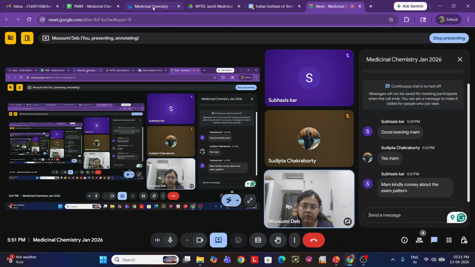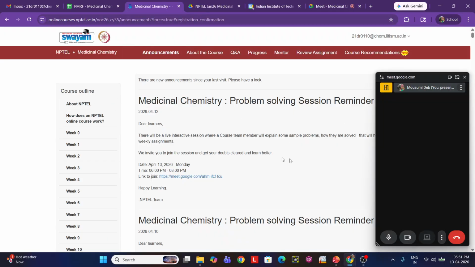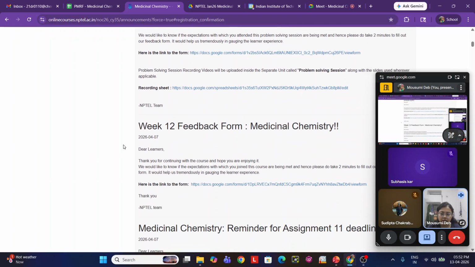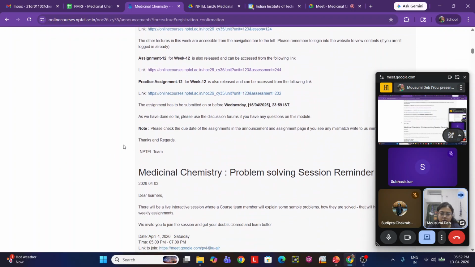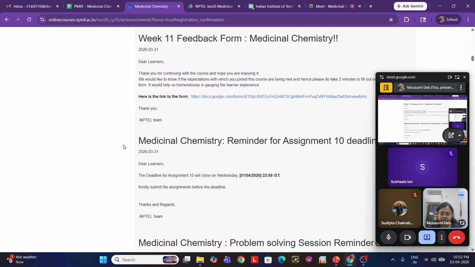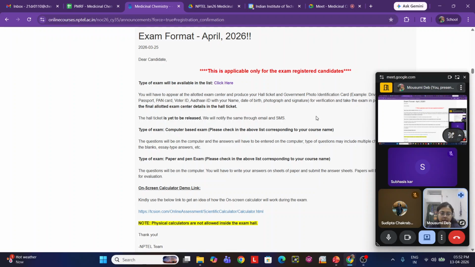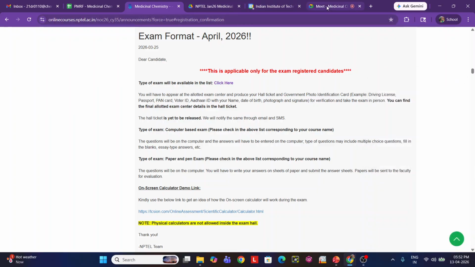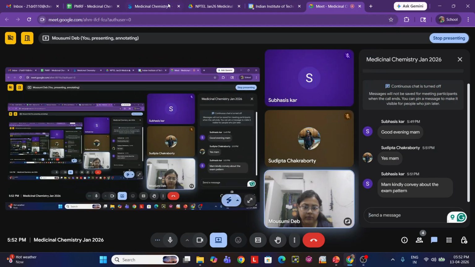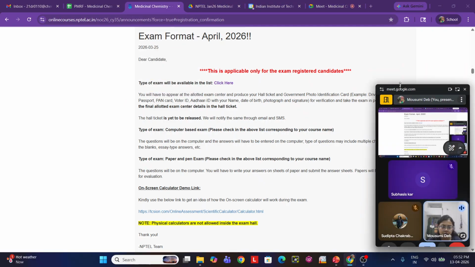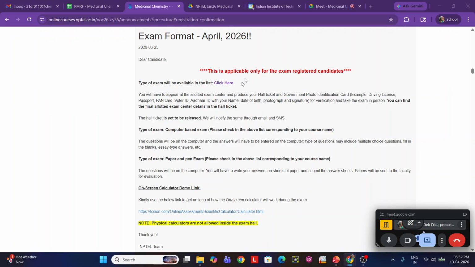The exam pattern, I believe it is already mentioned in your SWAM portal, right? If you go through the SWAM portal, you will find that there is the medicinal chemistry page itself. The announcement there, the exam pattern is given. So just let me take you to that portion. Yeah, this is the exam format that is given already. Is the screen visible? Okay, let me show you. So this is the exam pattern for the medicinal chemistry course that is already given.